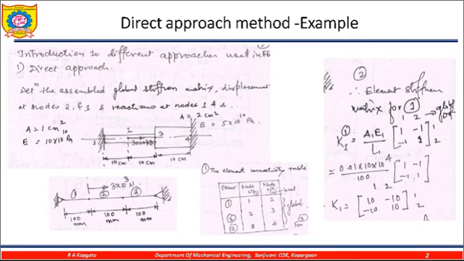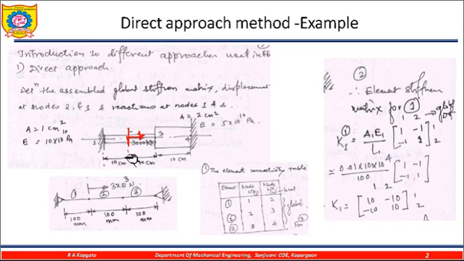Now let us take this problem. What is given in this problem? This is a stepped bar, and this stepped bar is fixed at both ends. At this end it is fixed, and at this end it is fixed. The cross-sectional area at this point is A equal to 2 centimeter square, and at the other, A1 is equal to 1 centimeter square. A force is applied at this point, and the value of this force is 3000 Newton.